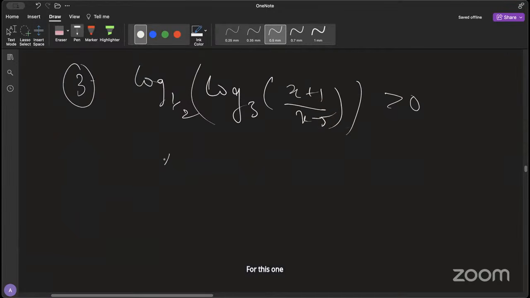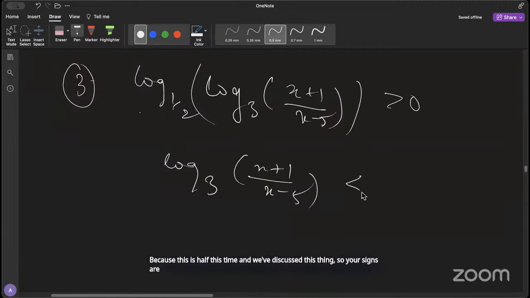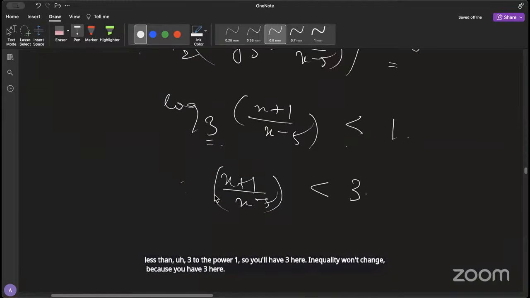For this one, you would want log base 3, x plus 1 by x minus 5 to be greater than half to the power 0. Because we're raising it to the power half, and we've discussed this, your signs are going to get changed. This will be half to the power 0, so 1 here. This inequality will change because your base here is half. Then next we'll have x plus 1 by x minus 5 less than 3 to the power 1. So you'll have 3 here. Inequality won't change because you have 3 here, a number greater than 1.